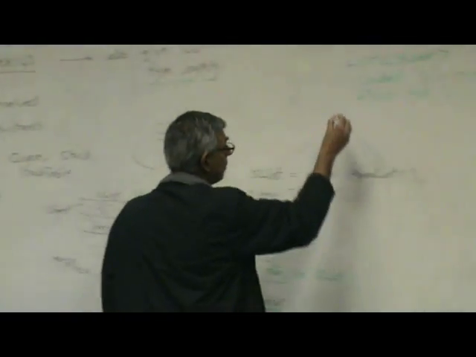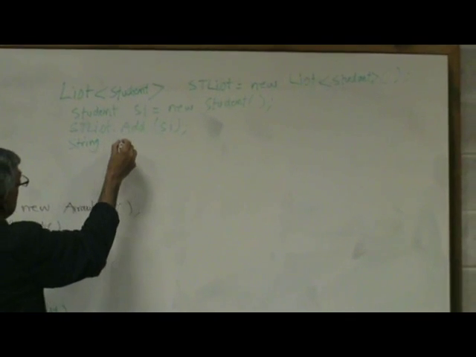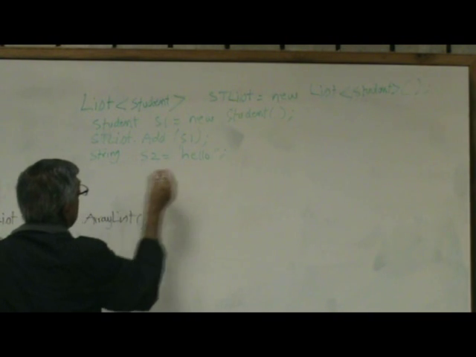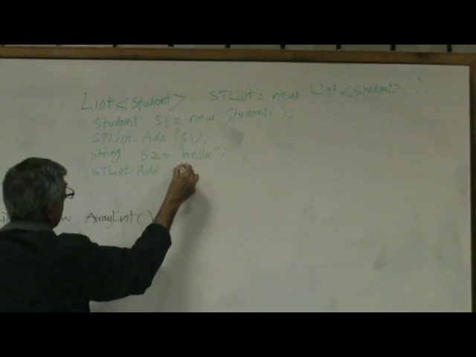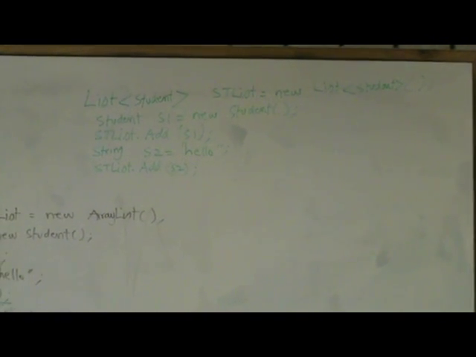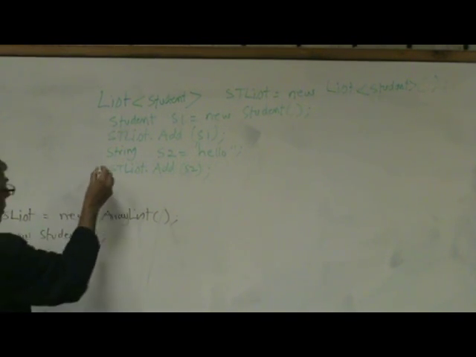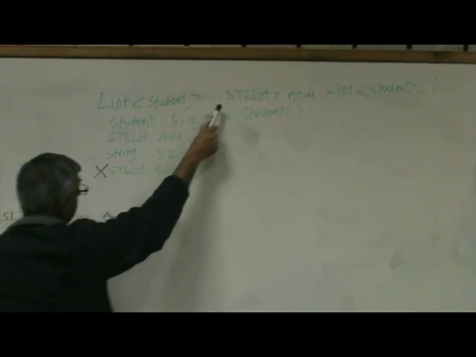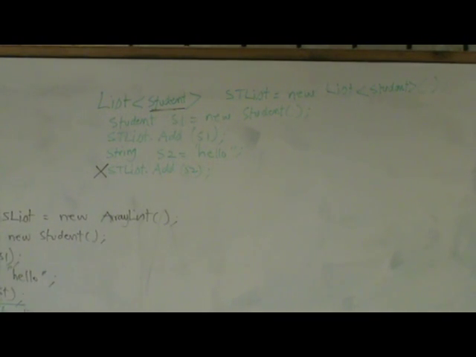Okay, if you created, let's say, a string, s2 equal to "hello", and you try to do st_list.Add(s2). So you try to write this code. Now this code will not compile. Why will it not compile? Because how did we create st_list before? We said only either a student or something that is derived from a student can be stored in it, right?